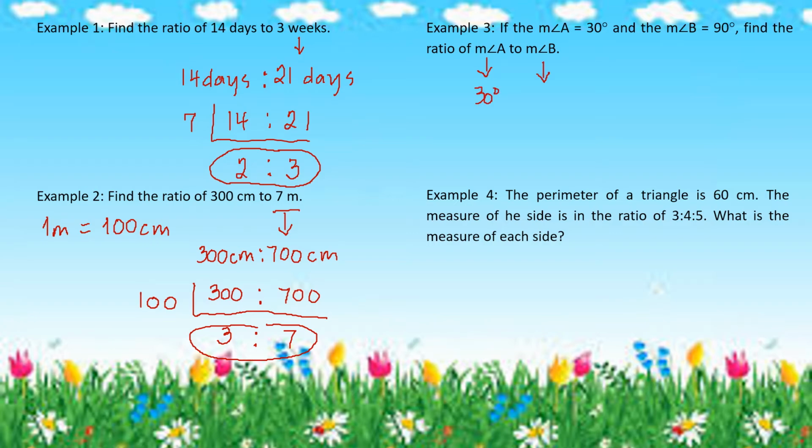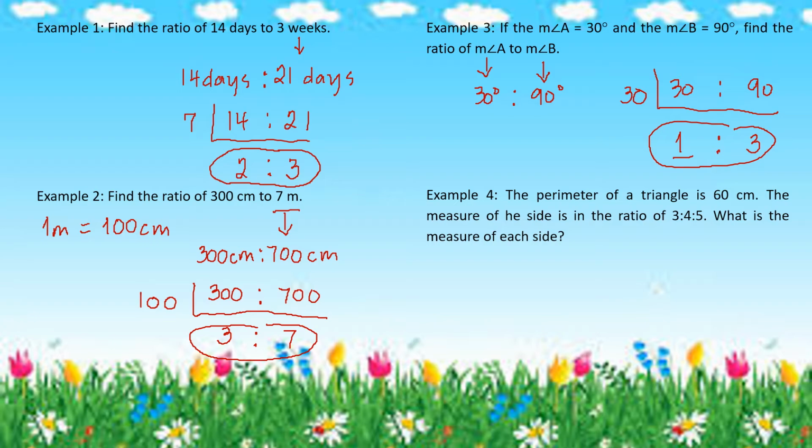The measure of angle B is 90 degrees. Therefore, we have the ratio 30:90. We can still simplify by dividing 30 and 90 by their GCF. Their greatest common factor is 30. 30 divided by 30 is 1. 90 divided by 30 is 3. Therefore, the ratio of the measure of angle A to the measure of angle B is 1:3.